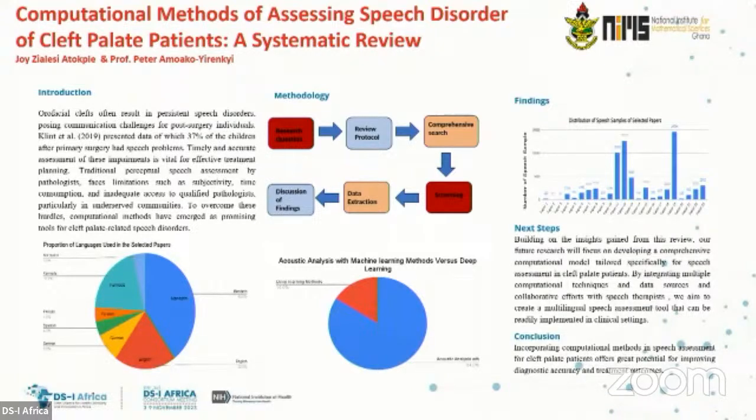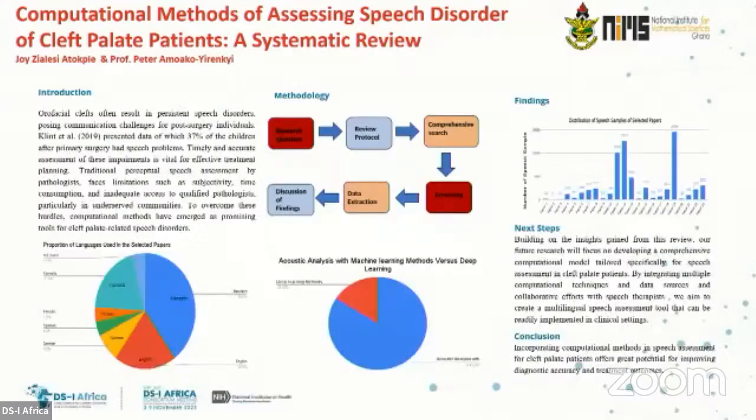So we developed our protocol based on the PRISMA 2020 review protocol. We included all papers from 2013 to 2023, and we excluded all papers that are in languages other than English. From our comprehensive search and screening, we included 25 papers in the study. And we extracted our data based on these questions: the language of assessment, the number of speech samples used, the method used, and also the accuracies that were obtained.